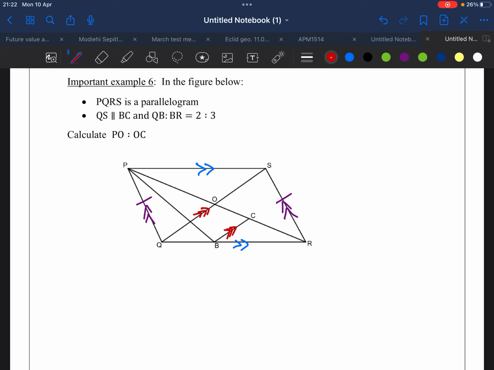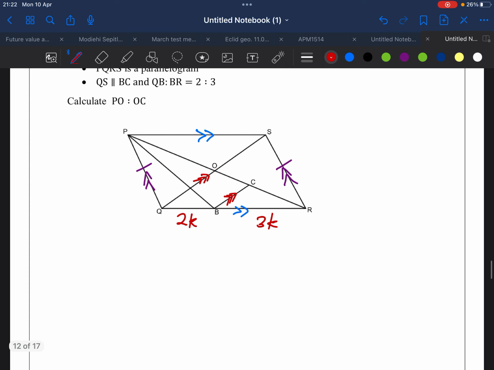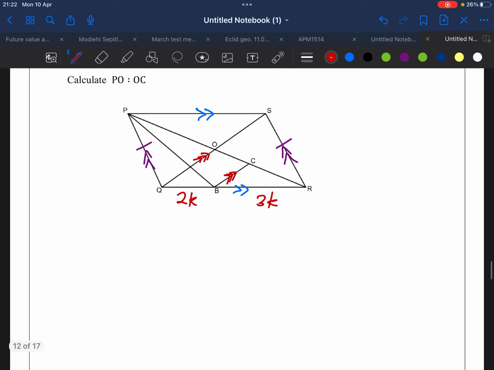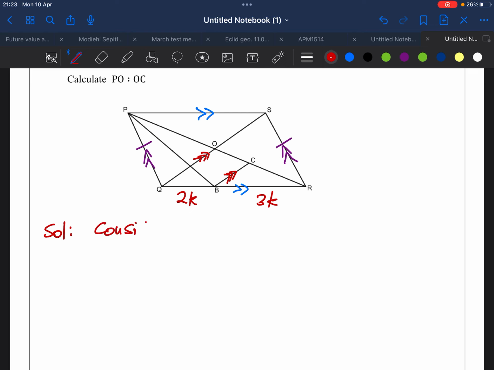So now we will give QB, QB corresponds with 2, so I'm gonna give it 2K. What about BR? I'm gonna give it 3K there. So now let us solve this question. So our solution will go like this. Solution: consider triangle OQR.